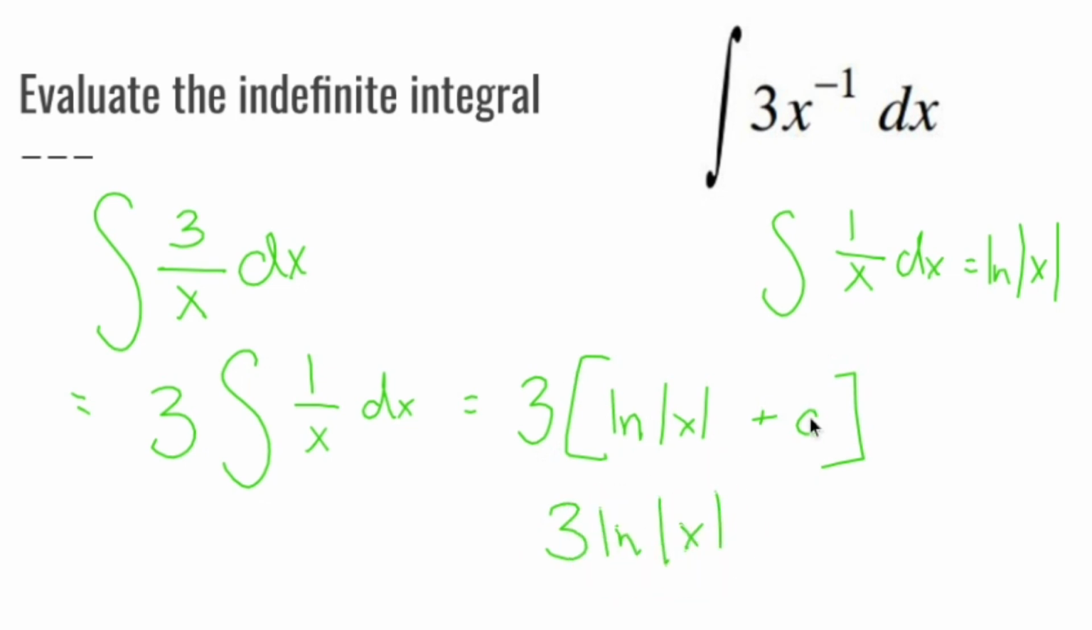And if you're like, should I distribute the 3 to the c? No, because we don't even know what c is. Just leave it like that. Technically, it's not wrong if you wrote out 3c, because again, it's just some arbitrary constant. But we don't have to. And so that's our answer.